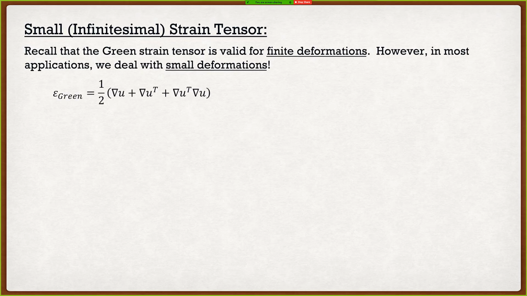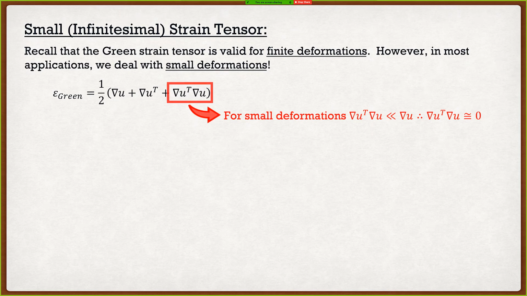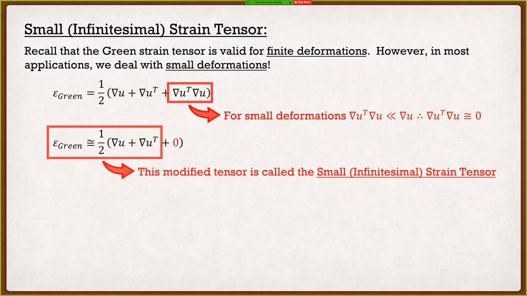So when we look at a Green strain tensor, remember, it's valid for finite, large deformations. However, since we're only dealing with small deformations, what we can do is look at that last term there and say, well, actually for small deformations, that ∇u transpose ∇u is going to be much smaller than the component ∇u itself. Therefore, we're going to say that that last component is approximately equal to 0. Therefore, our Green strain tensor is approximated as 1/2 of ∇u plus ∇u transpose. This modified strain tensor that we now have here, we call this one the small strain tensor.